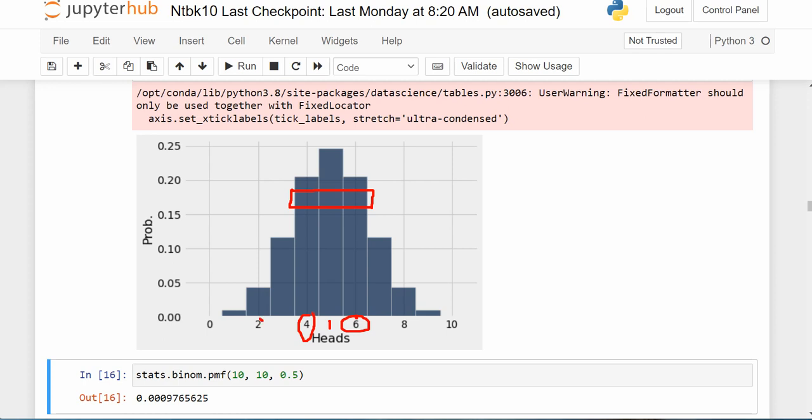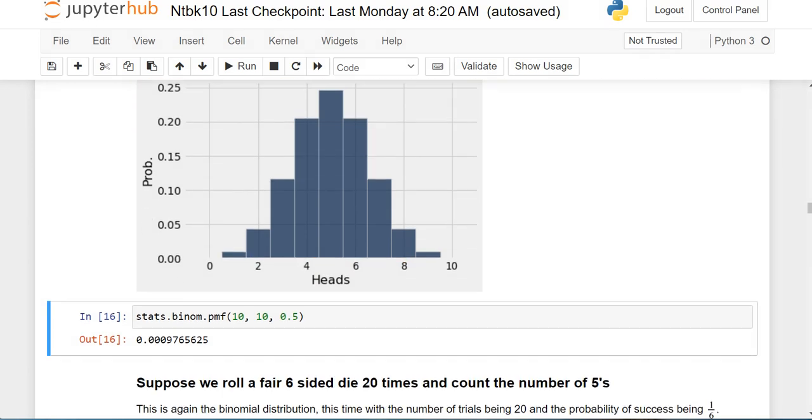Is it possible to get only 2 heads out of 10? Sure it is. It's a little less than 5%. That looks like maybe 4 or 4.5%. So it's not a real likely thing to happen. It's not as likely as these guys, but it is possible. Same thing. Could I flip a fair coin 10 times and get 8 heads? Sure. It's possible, but not very likely. So that's what the graph is showing.